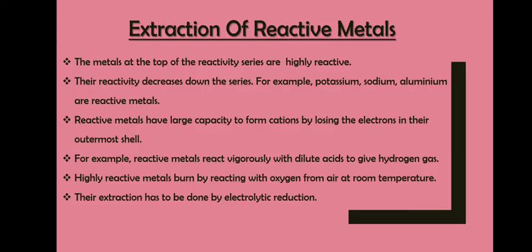The metals at the top of the reactivity series are highly reactive. Their reactivity decreases down the series, right? For example, potassium, sodium, aluminium are reactive metals, and they have large capacity to form cations by losing their electrons in their outermost shell. What do we understand by cations? They are positively charged ions, right? So once you lose electrons, you become positively charged. So cations are always formed when metals lose their electrons.